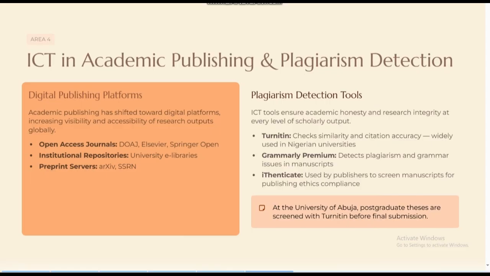We have Grammarly Premium, which also detects plagiarism, grammar issues, and currently it also detects AI, the high level of AI used in a particular piece of writing. And iThenticate is used by publishers to screen manuscripts for publishing ethics compliance. For us here at the University of Abuja, our postgraduate students are screened with Turnitin before final submission. We also have something like Drillbit, which is also a plagiarism detector tool.